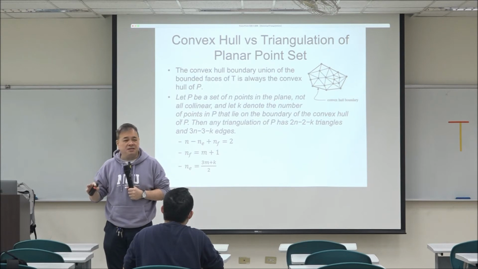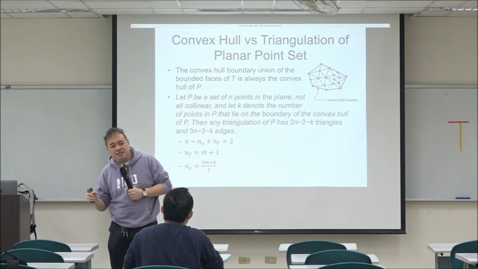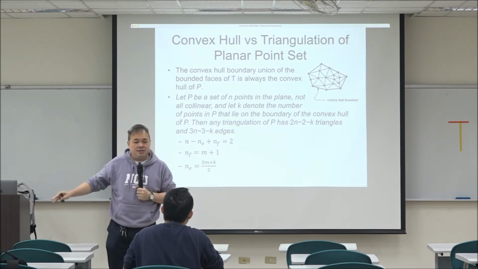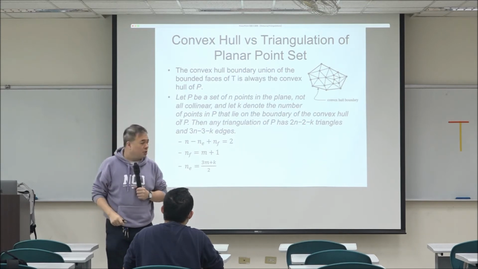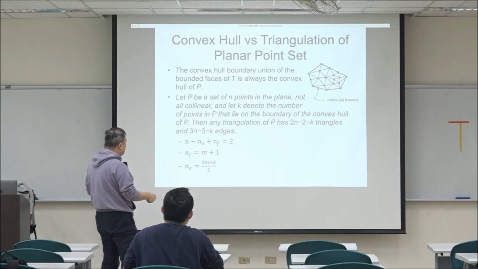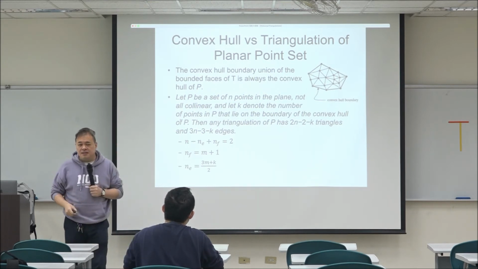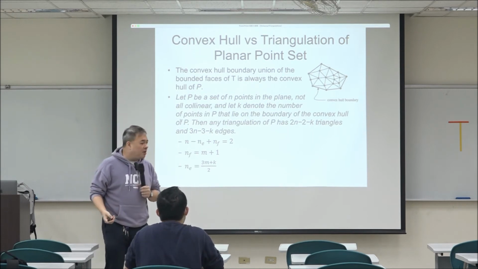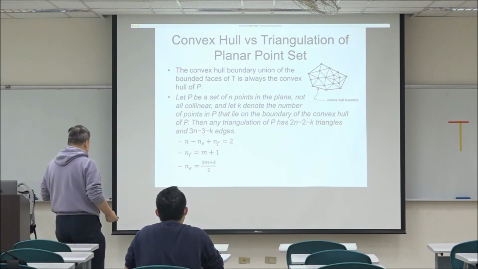Each triangle is a face, right? And we have one additional face outside, right? So nf is going to be n plus 1, right? How about the number of edges?